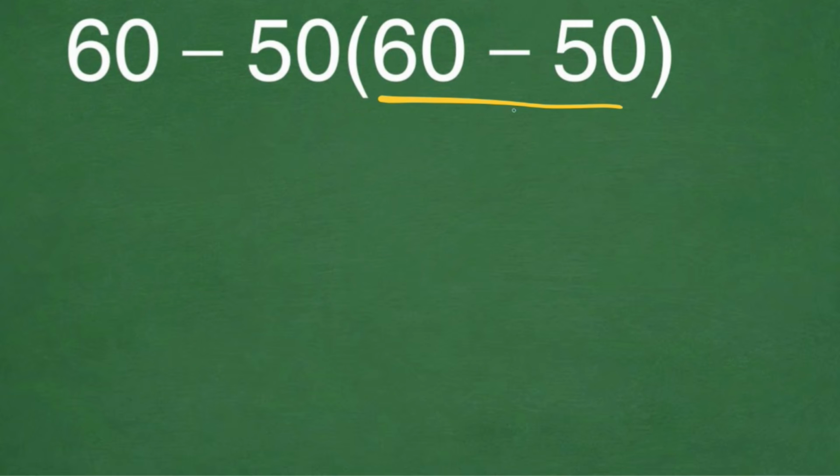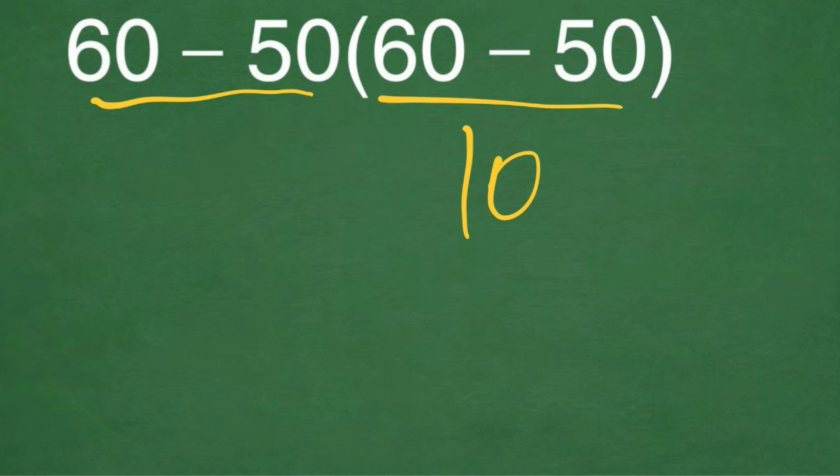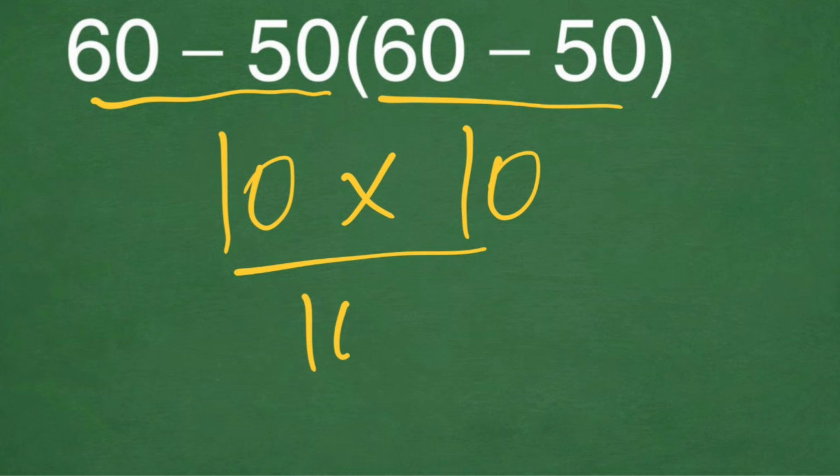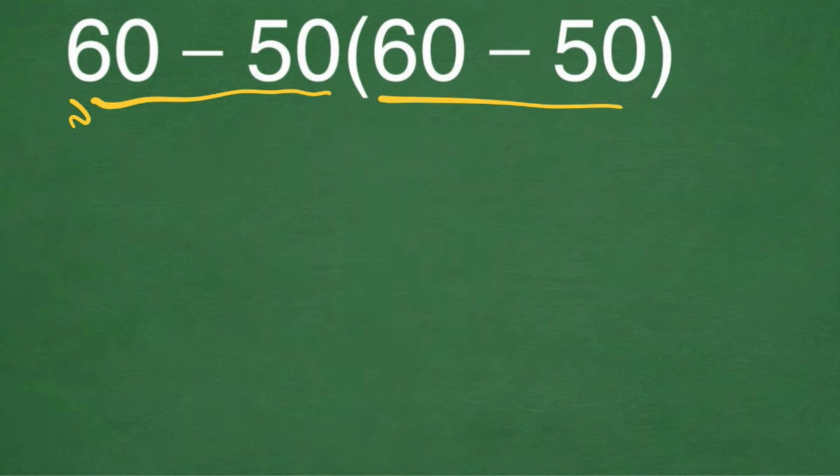60 minus 50 gives us 10. And again, here we have 60 minus 50, which again gives us 10. And 10 times 10 is equal to 100. But this answer is not correct, because according to the order of operation, PEMDAS, which I will write here.